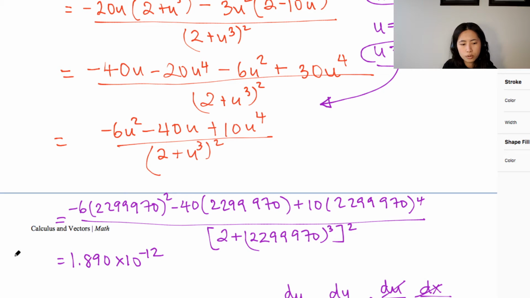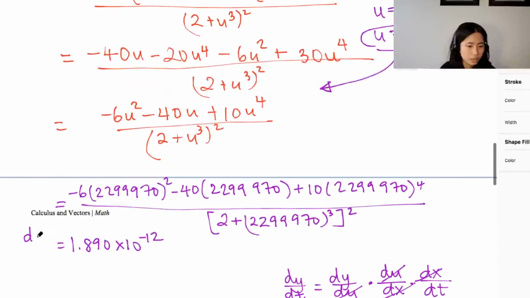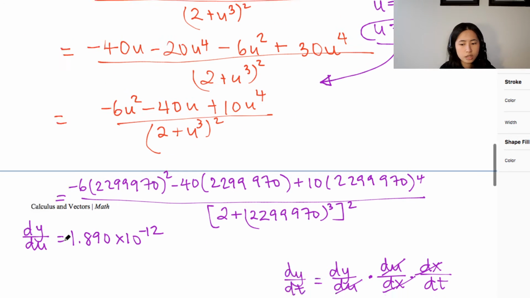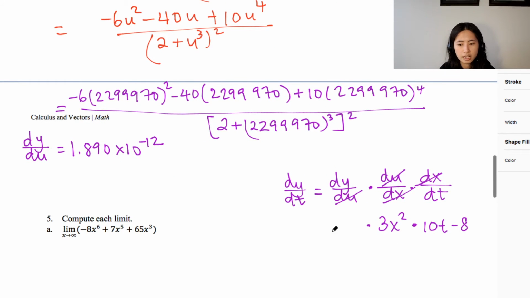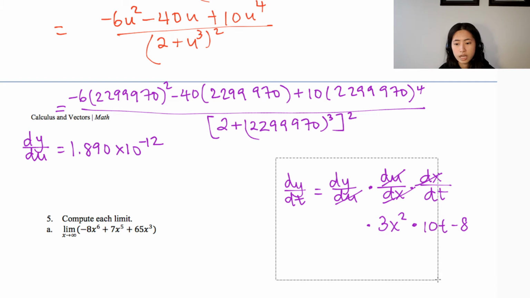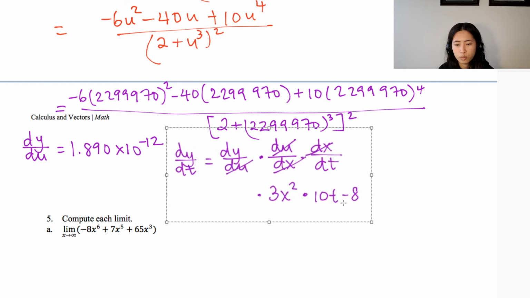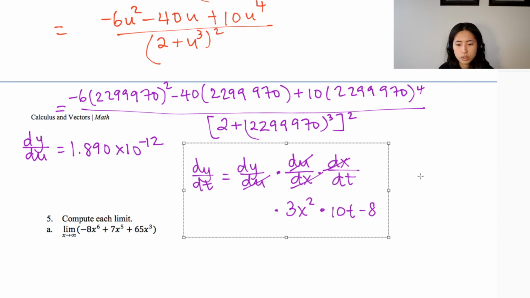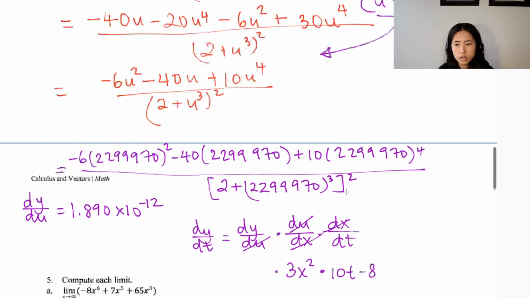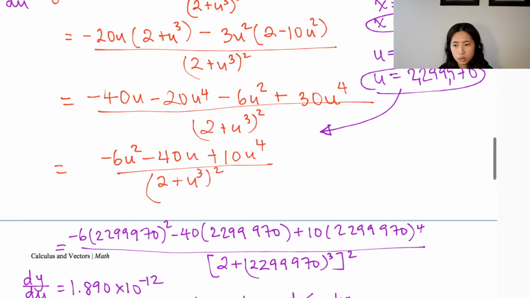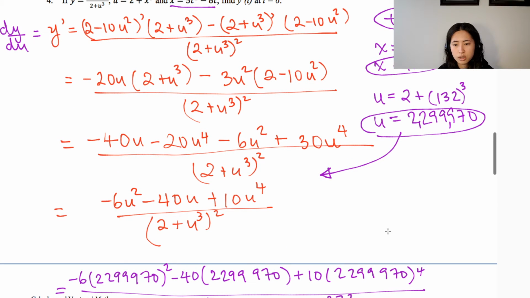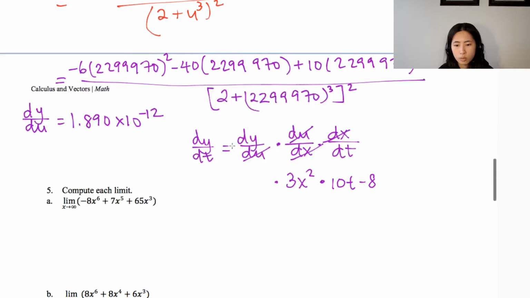And then once you know that this is dy over du, right? So once you know that this is dy over du, you're going to plug that in here, because you know what the value is of dy over du. And then how would you find du over dx? Well, you know what x is, right? So you're going to take that value and plug that in here. So we know that x is 132, you know that t is equal to 6, and you know that u is this, right?